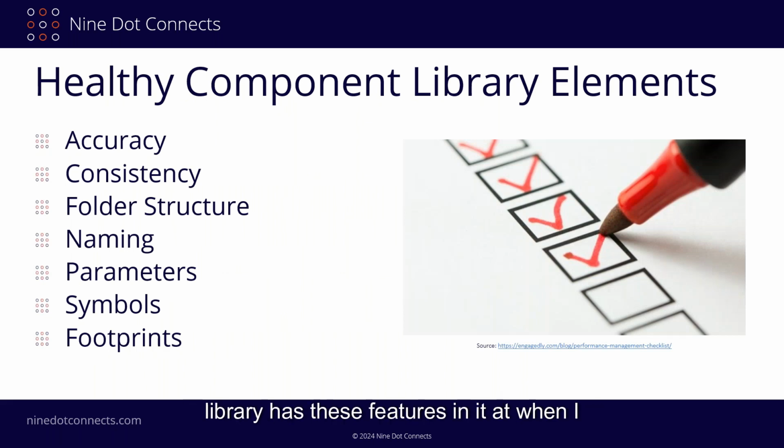Obviously, the healthy component library has these features in it. When I first wrote this slide, I put consistency on top because that's in the title of the webinar. But then I realized that's not the most important thing. Accuracy is the most important thing, right? So footprints and symbols have to be accurate, but consistency makes your library easier to use, more efficient. It makes your schematics look better. It makes all your drawings look better, and it's just better for everybody. Folder structure and naming, of course, and parameters. We'll talk a little bit about that, like I said before. But the symbols and footprints is what I'm really going to focus on with our style guide today.